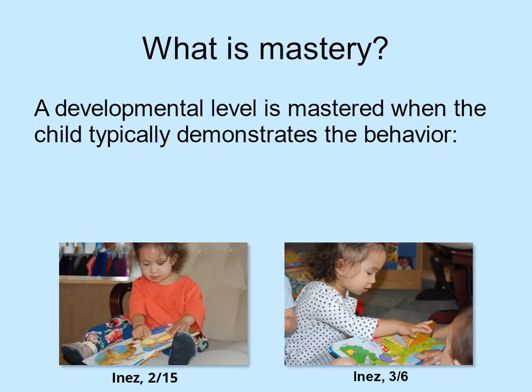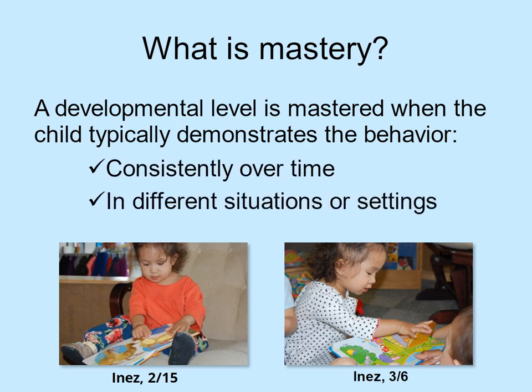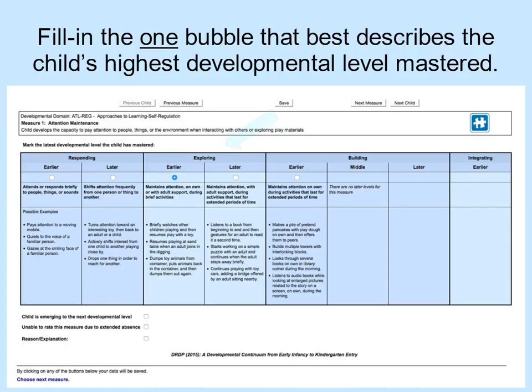What is meant by the term mastered? A child has mastered a developmental level when they typically demonstrate the behavior, consistently over time, in different settings. It is important to remember that children may demonstrate mastery through a variety of communication modes, languages, and behaviors. Fill in one bubble that best describes the child's highest developmental level mastered. Record your ratings in DRDP Tech.